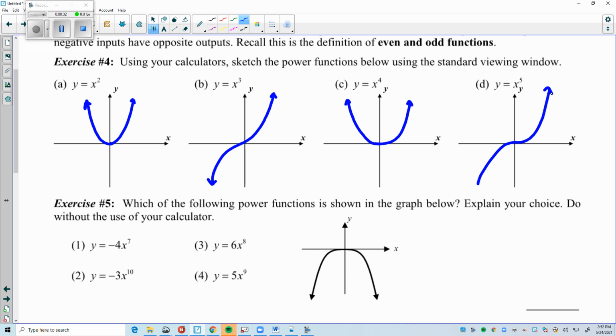Notice your end behaviors on these. Notice your even functions are both pointing in the same direction. So if I have an even exponent, they're both going to be pointing in the same direction.